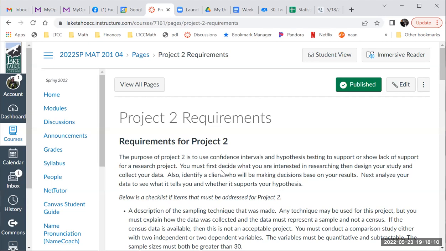Okay, we have the same rule as project 1. If you can easily collect a census, do you remember the word census? Do you remember what that means? That means everybody. If you can, without that much effort, get the data for everybody or everything, if it's things instead of people, then this will not work for project 2. Because if you know the population, there's no reason to ever do a hypothesis test or a confidence interval because you're 100% confident. Does that make sense?